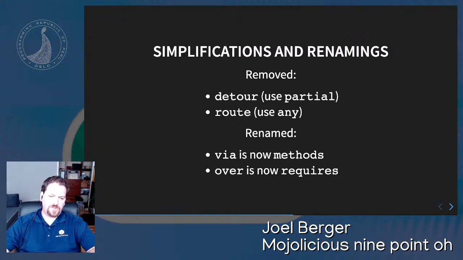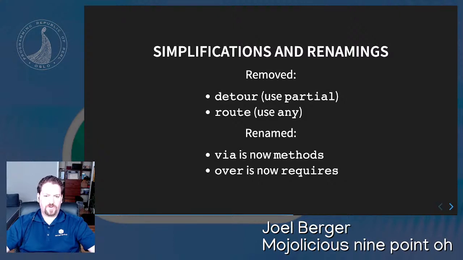We renamed two things because they were confusing to people. Yes, it broke a little bit of code, but we hope that this will make these two methods a little more self-explanatory. Via, which used to be how you would choose, oh, I want to let this route handle get and post, but not put and delete. That thing is now called methods. Much clearer name, much clearer intent of what it does.